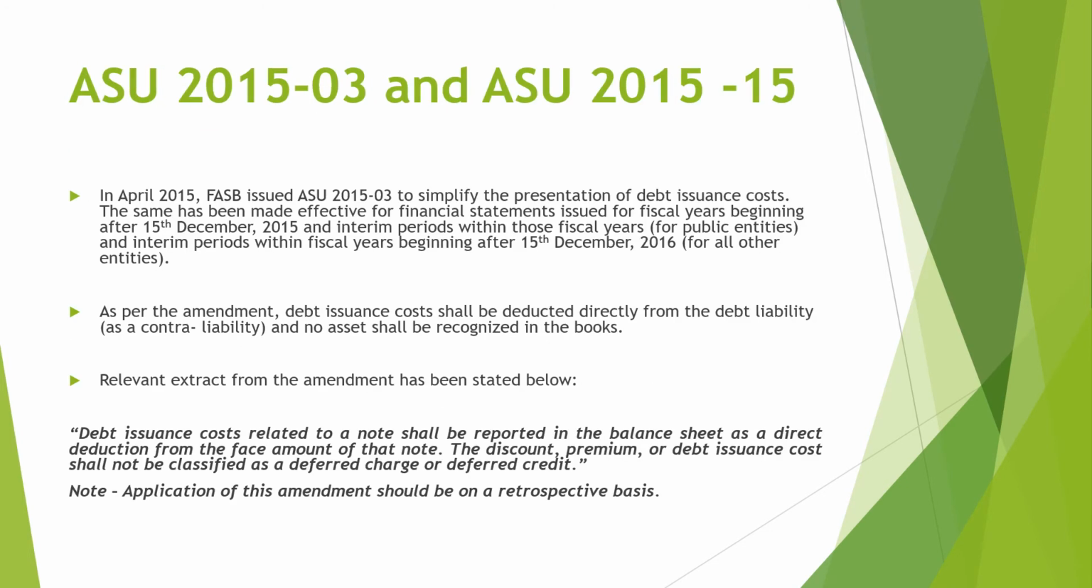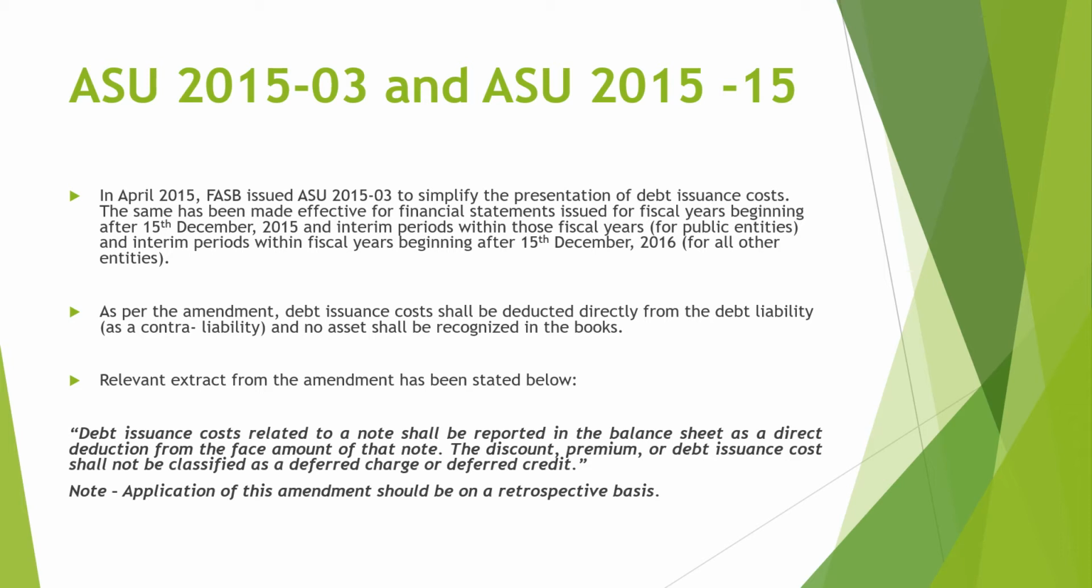Now, let us talk about the amendment made by FASB in 2015. In April 2015, FASB issued ASU 2015-03 to simplify the presentation of debt issuance cost. The same has been made effective for financial statements issued for fiscal years beginning after 15 December 2015 and interim periods within those fiscal years for public entities, and interim periods within fiscal years beginning after 15 December 2016 for all other entities which are not public entities. As per the amendment, debt issuance cost shall be deducted directly from the debt liability as a contra liability, and no asset shall be recognized in the books.